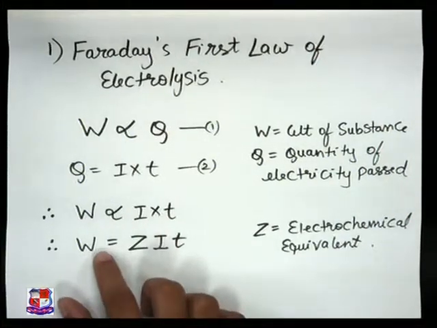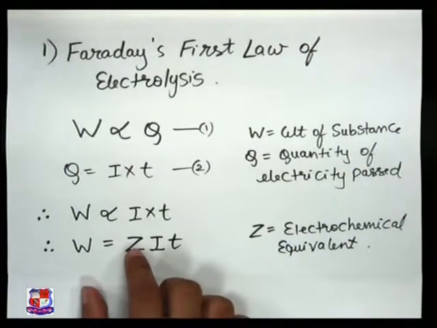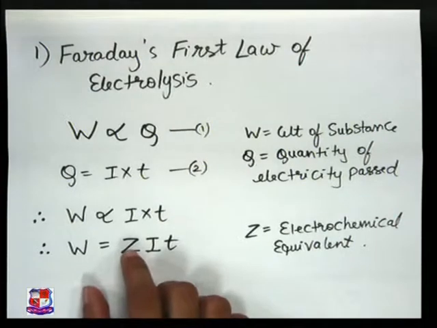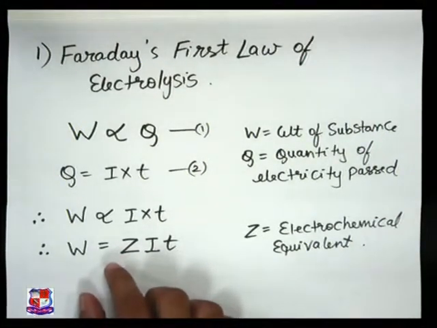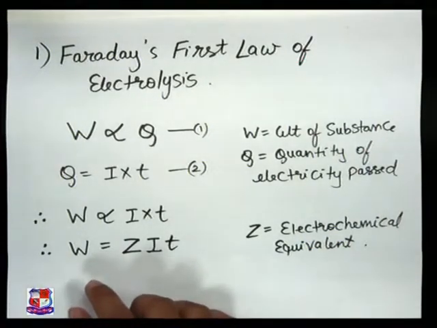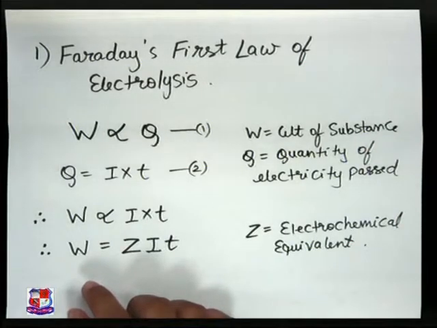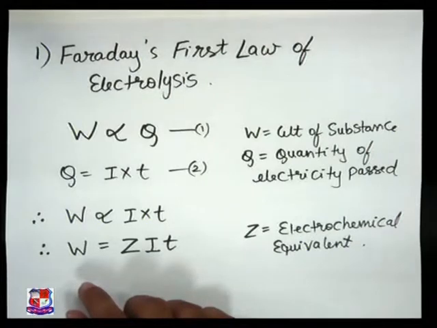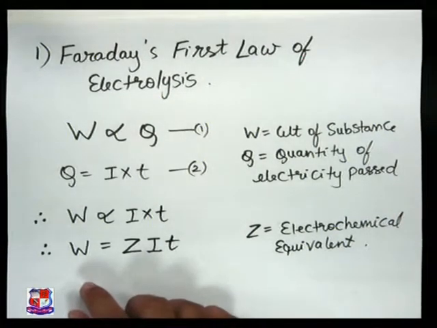If I want to remove the proportionality sign, I can put an equal sign by substituting Z, that is our electrochemical equivalent. Electrochemical equivalent, we have already seen, is the mass of the substance liberated when 1 ampere current is passed for 1 second. That has to be kept in mind. That is the mathematical form of Faraday's first law that one has to keep in mind.